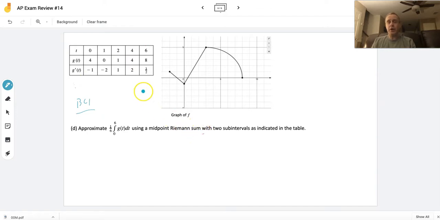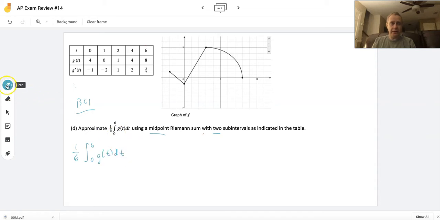In prior videos, I've gone over left and right and trapezoidal sums. I talked about how to go about doing them, but I want to now take the opportunity to go over a midpoint Riemann sum. So here we're going to approximate this particular definite integral expression using a midpoint Riemann sum with two subintervals as indicated in the table. So I'm going to start off by writing down this definite integral expression.